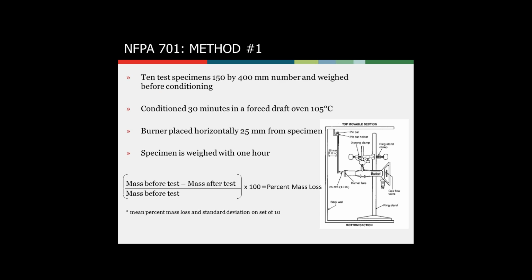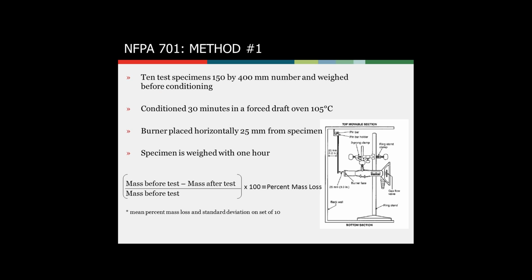10 test specimens cut length parallel to the lengthwise direction of the material, 150 millimeters by 400 millimeters, are used for each test. Multi-layered specimens are sewn as specified in NFPA 701. Each specimen is numbered and weighed before conditioning.